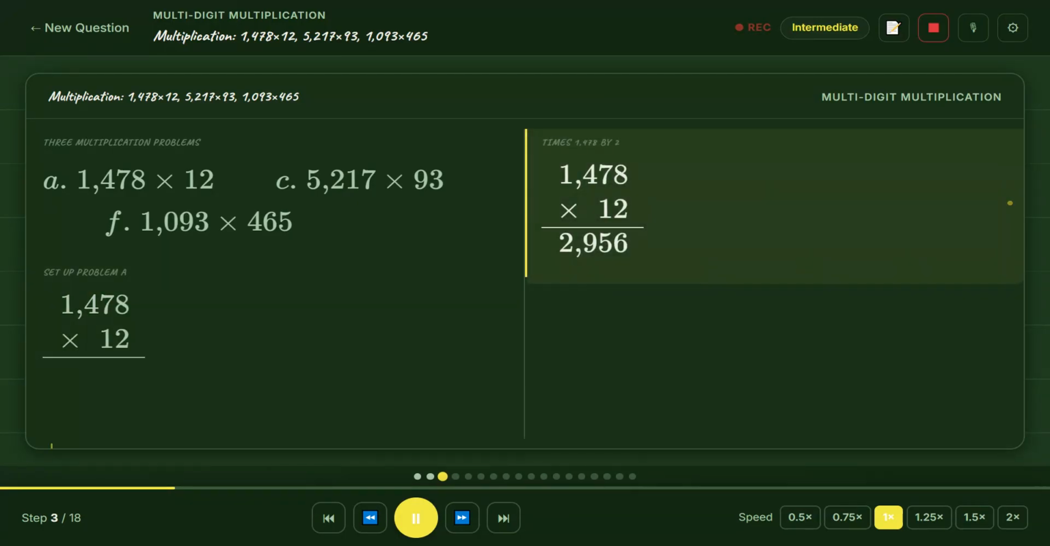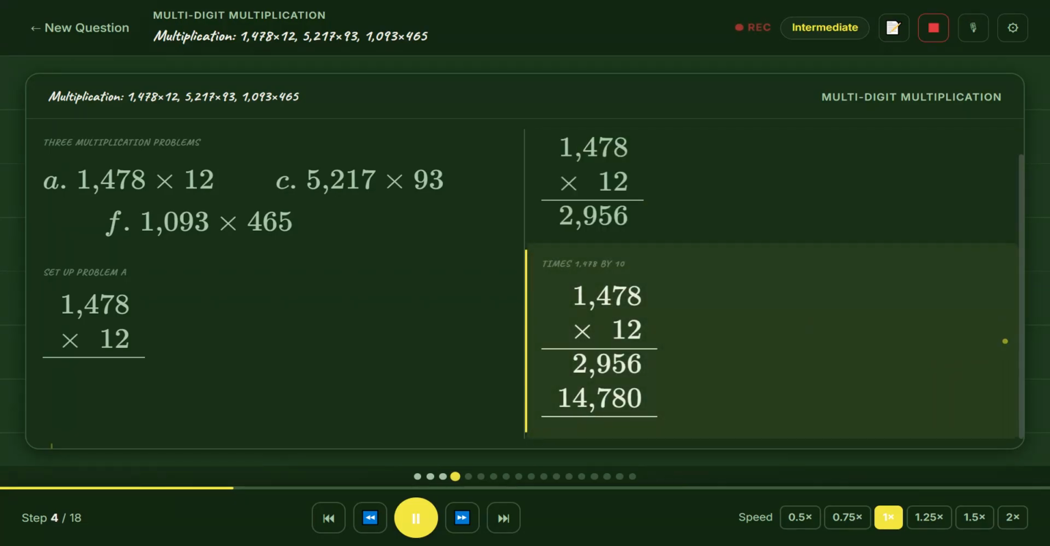Let's times 1478 by 2. 8 times 2 is 16, write 6, carry 1. 7 times 2 is 14, plus 1 is 15, write 5, carry 1. 4 times 2 is 8, plus 1 is 9. 1 times 2 is 2. We get 2956.